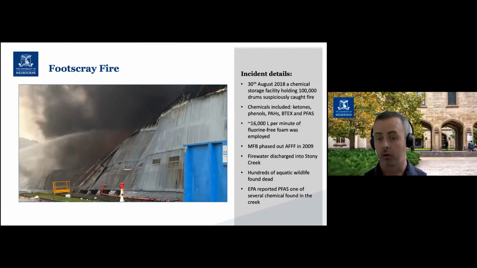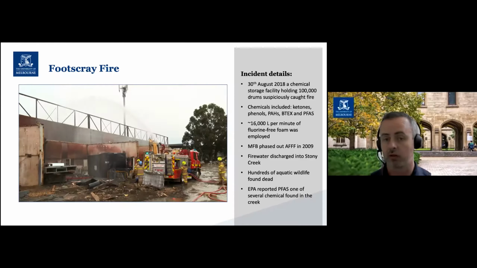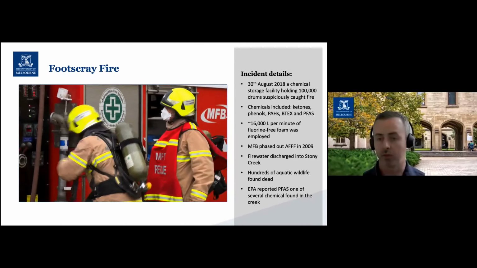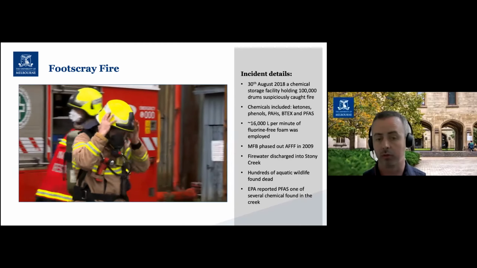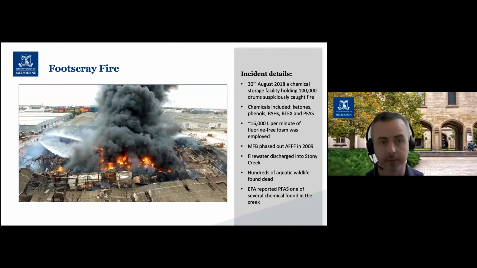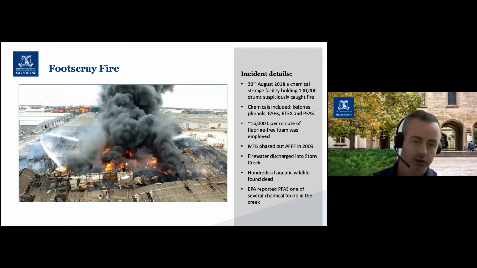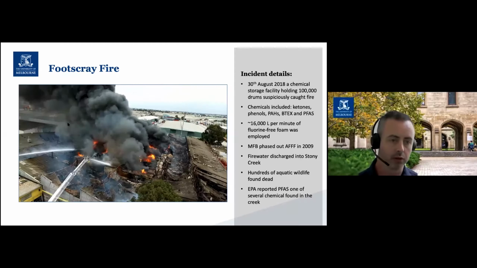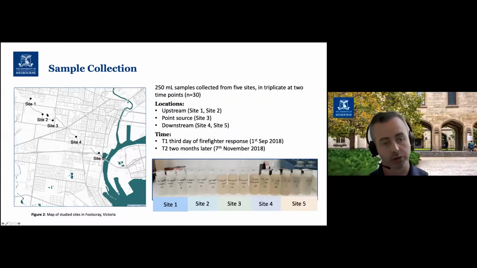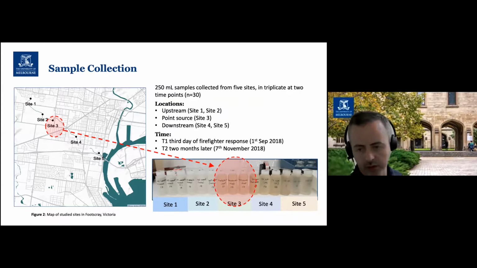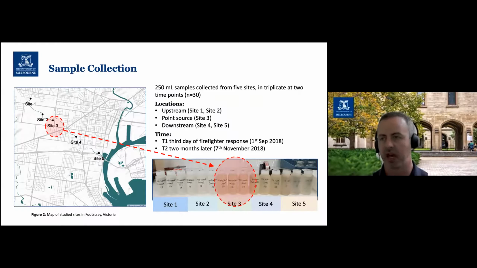And so at the time we thought, well, there's a reasonable chance that PFAS would be discharged from the MFB. So we grabbed samples at the time during the fire. We grabbed them 3 months later, and we've also grabbed them 2 years later as well now. Okay, so site 3 is the point source of the fire on here. Sites 1 and 2 are our control sites upstream, and sites 4 and 5 are downstream, leading into Port Phillip Bay. And you can see that you start getting a bit of a discoloration occurring in site 3. So there's this ash that was getting washed into the samples as well.